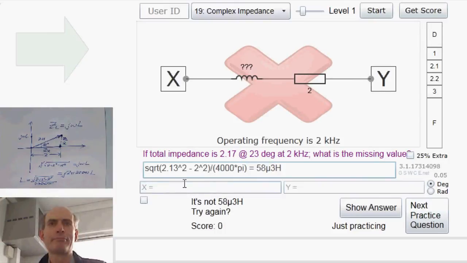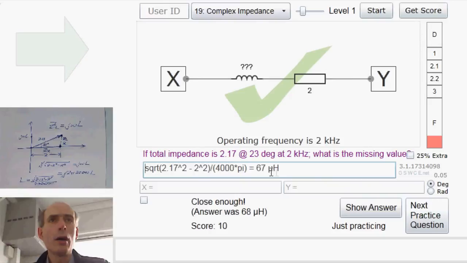Darn. It's not 2.13, it's 2.17. That was stupid. Great. Okay, next.